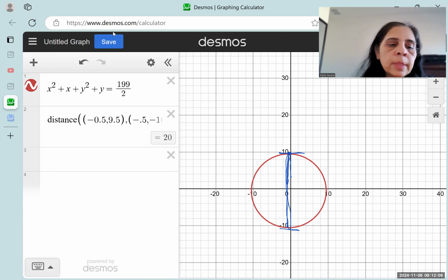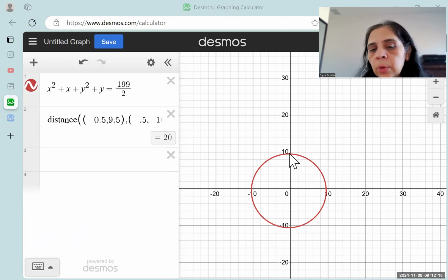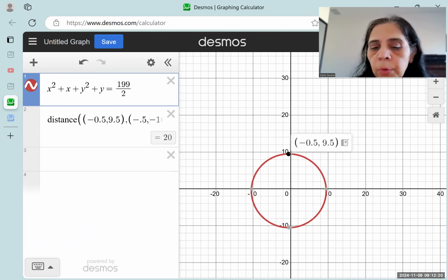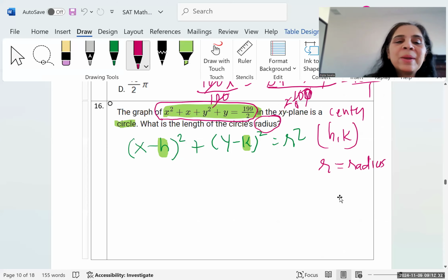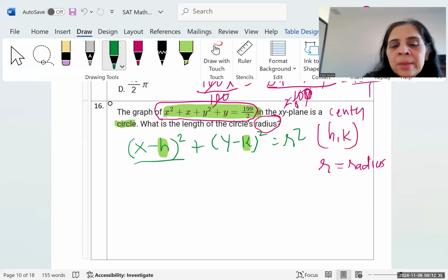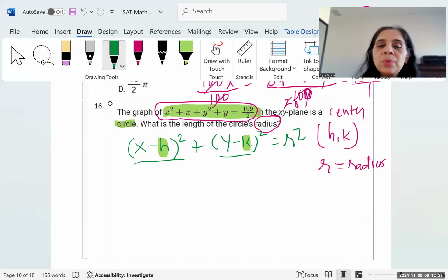Let me clear these things. You can see here also. See, you click on this. You can see on top that's 9.5, and here this distance is 10.5. So you can see clearly it's 20. And 20 divided by 2 is 10. So make sure you can use the calculator, or you can use a strategy.